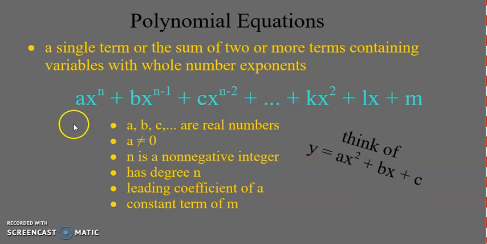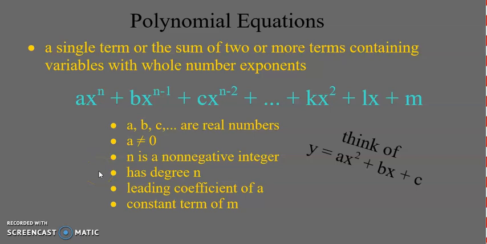So our coefficients have to be real numbers. Our a value, so the first term, can't have a value of 0. Our exponents have to be non-negative integers, so could be 0 or positive, and they can't be fractions or decimals.